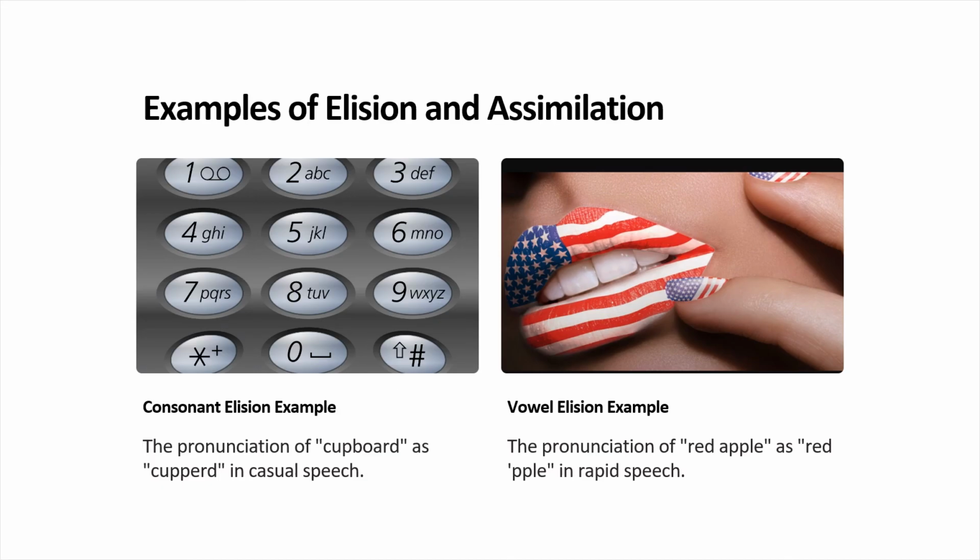And now let's explore some examples for elision and assimilation. While pronouncing the word cupboard, we are writing it as cupboard, but we are not pronouncing it as cupboard. Instead, we used to pronounce it as cupboard. So an elision is happening there. And in the case of red apple, the natives used to pronounce it as red apple, where a is being omitted or avoided. It's also a case of elision, a vowel elision.